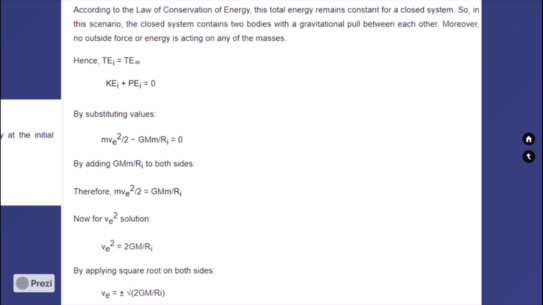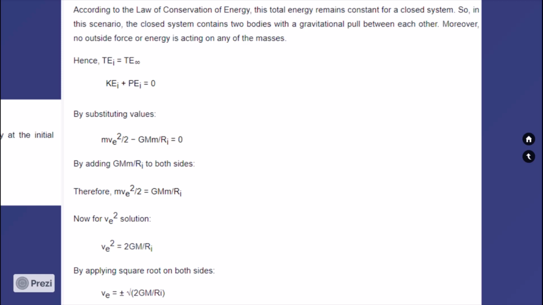Therefore, the sum of the kinetic and potential energy of the body on the Earth's surface is equal to the sum of the kinetic and potential energy of the body at infinity. And by substituting the values, we get that half m ve square minus G m1 m2 divided by ri is equal to 0. And by adding G m1 m2 divided by ri on both sides, we get that half m ve square is equal to G m1 m2 divided by ri.